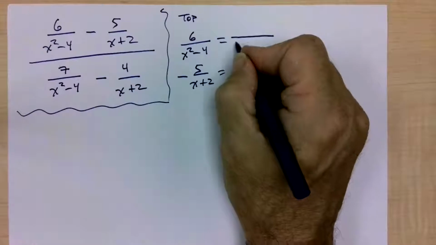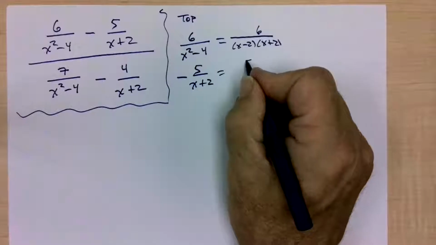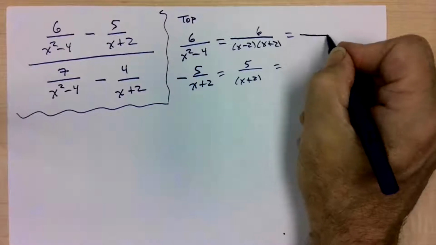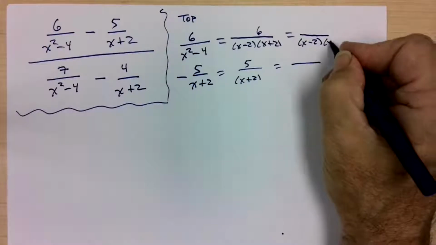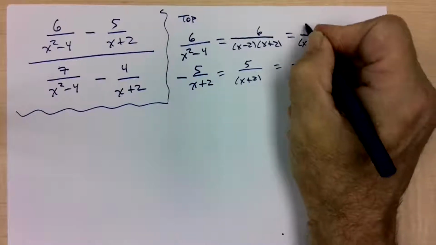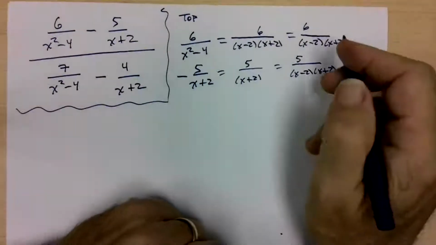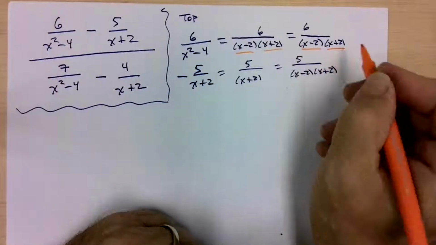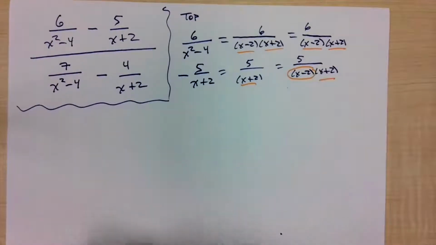Factor x squared minus 4, that's x minus 2, x plus 2. 5 over x plus 2. Common denominator is x minus 2, x plus 2. Six and 5 are there. There is nobody new in the first piece. Everything was there before. X plus 2 was there before on the bottom, so x minus 2 is new. So x minus 2 goes on top.